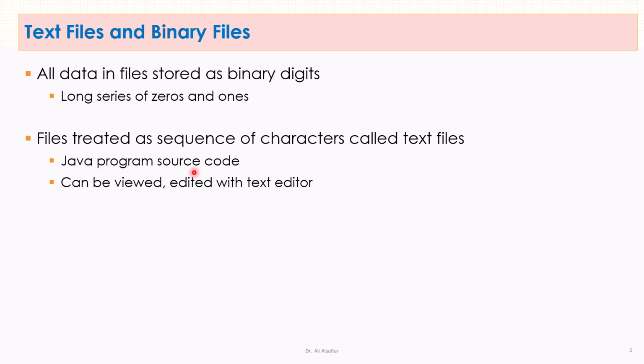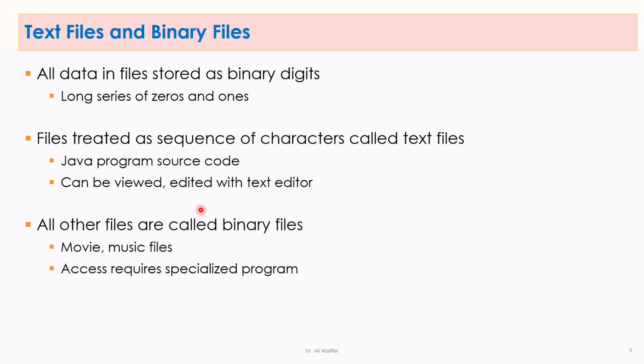So text files are sometimes also called ASCII files because they contain data encoded using ASCII coding or Unicode. So any file that can be viewed and edited with a text editor, such as the jGRASP editor or Windows Notepad, is considered a text file. On the other hand, a file that is called a binary file has content that must be handled as sequences of binary digits. All other files that are not text are considered binary files.